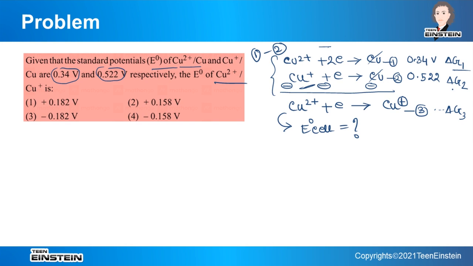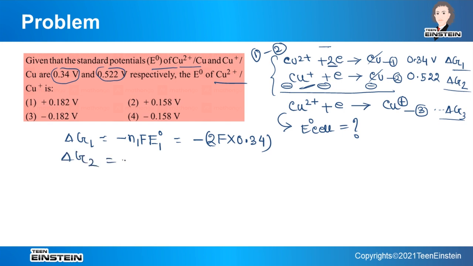So now we know del G1, del G2 and del G3. So del G1 will be equal to minus n1 F E1, where the E value is 0.34. Here n1 is 2 because 2 electrons are involved. So it will be 2F into 0.34. Then del G2 is minus n2 F E0 2. Now here only 1 electron is involved. So it is 1 into F into 0.522.